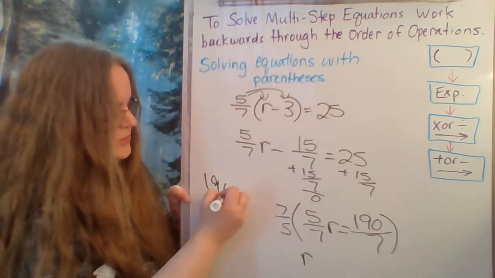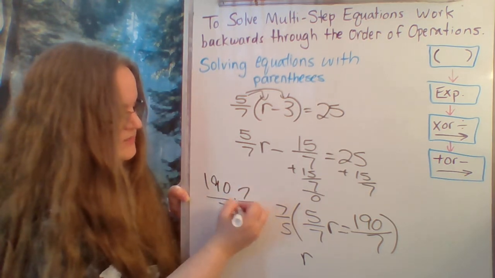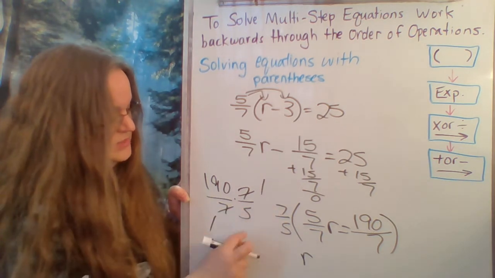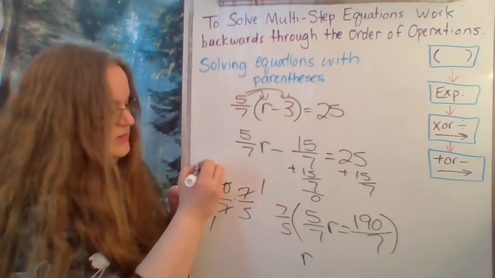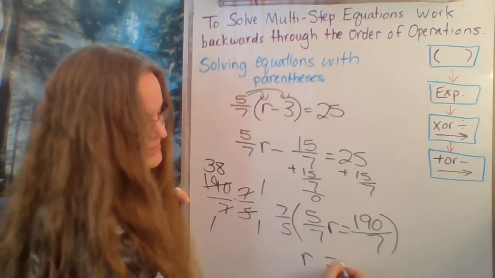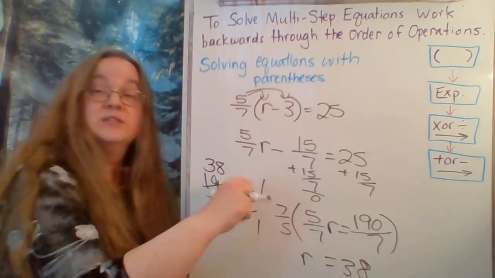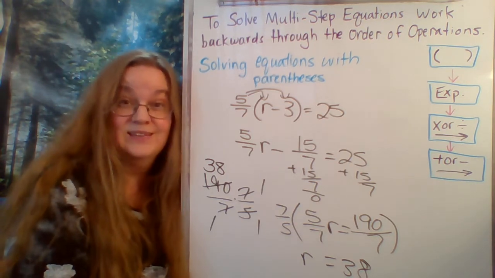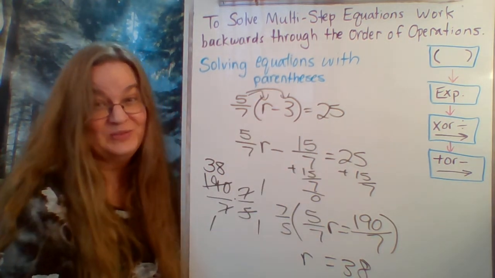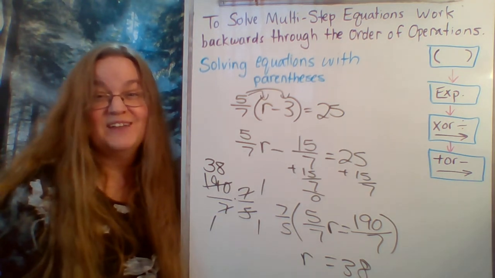When I take a look at 190 over 7 times 7/5, 7 and 7 are divisible, so I can get rid of those. And then 5 goes into 190, you're going to have to divide it out, 38 times. And you come up with the same answer, but this way seems a lot more complicated than just dividing out by 5/7 and then flipping it and all that. Okay? I hope this helps, and have a fabulous day.